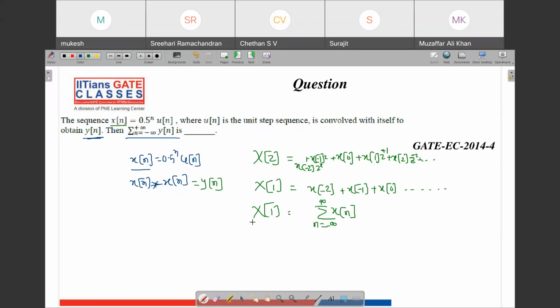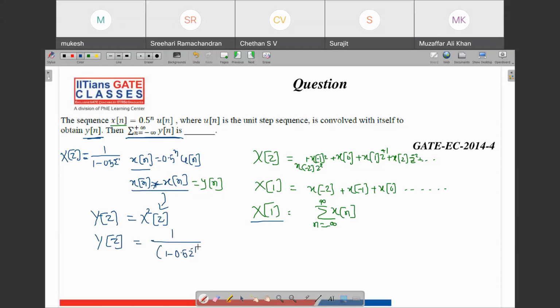Okay, but here we don't need to apply it on x, we need to see it on y. So first we need to find out what is the y of z. Okay, so y of z will be equal to x square z, because in the time domain they are convolution, in the frequency domain it will become multiplication. Now what is the x of z? So we'll use the formula that we have seen a few slides back, 1 upon 1 minus 0.5 z inverse. Okay, this is the x of z. So y of z will be equal to 1 upon 1 minus 0.5 z inverse, squared. Okay, so this is the y of z.